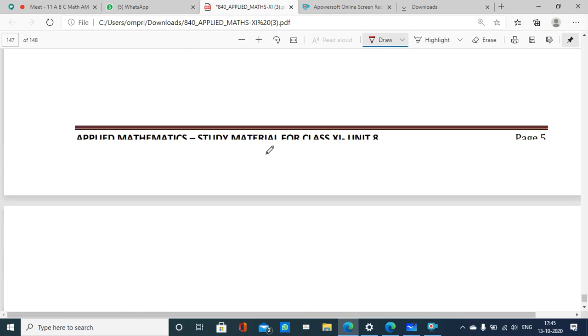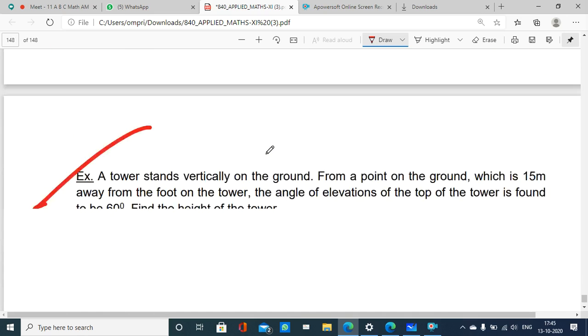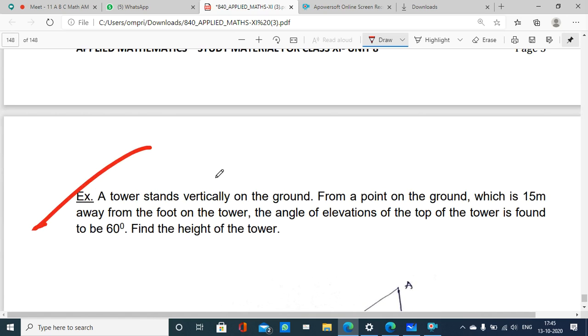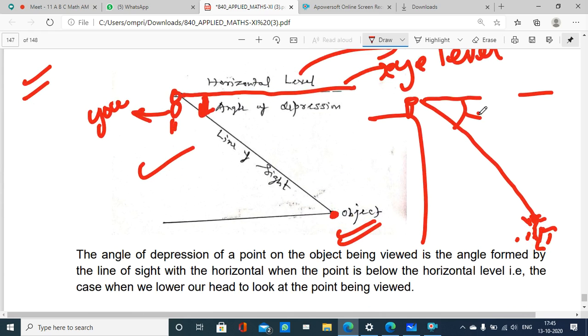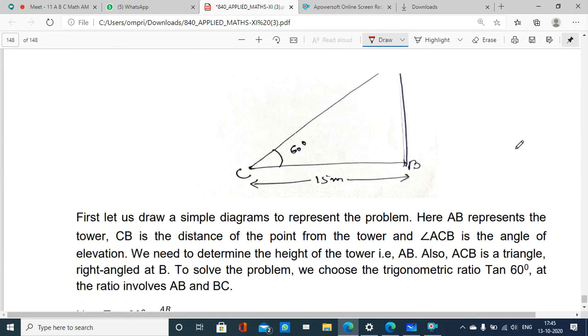Suppose you are standing here, and there is a tall building, and you have to look at the top of the building. Then you have to tilt your head upwards. This is called angle of elevation, and this is called angle of depression. Get it? Okay.